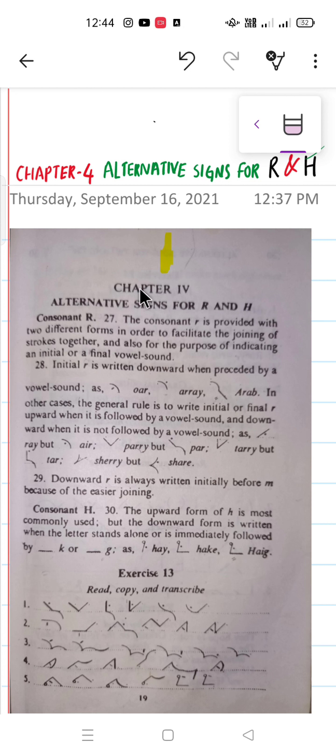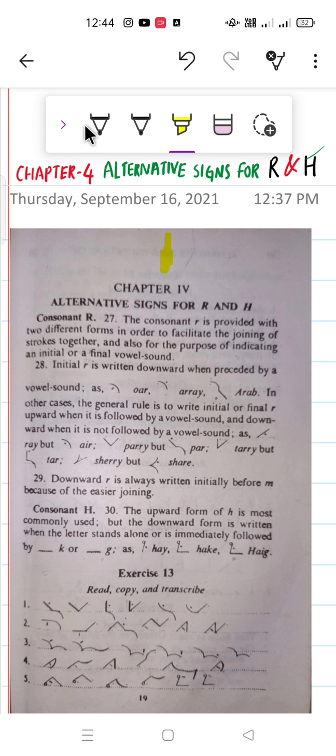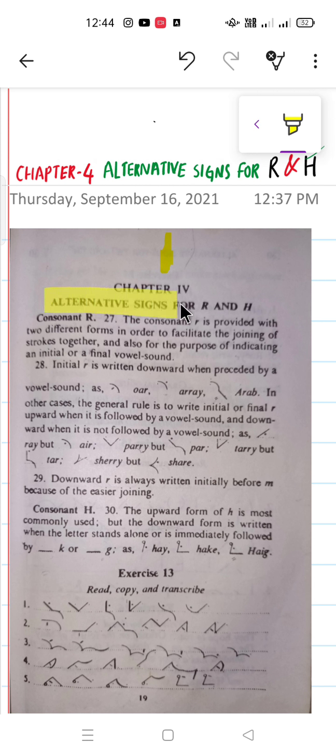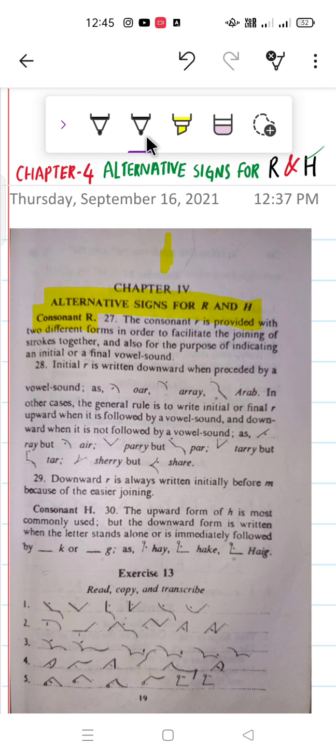Today we are going to discuss chapter 4, which is the alternative signs for R and H. Got it? So here we have consonant R. Let us first discuss consonant R. Why have they given two types, downward R as well as upward R? The consonant R is provided with two different forms in order to facilitate the joining of strokes together and also for the purpose of indicating an initial or final vowel sound.